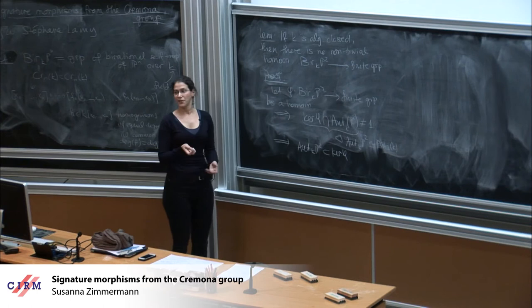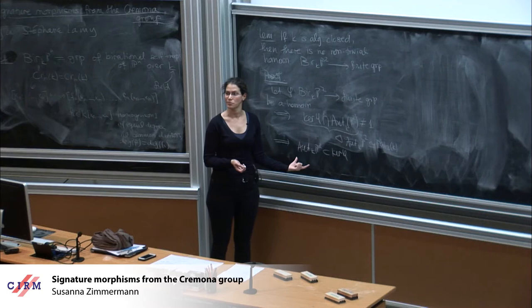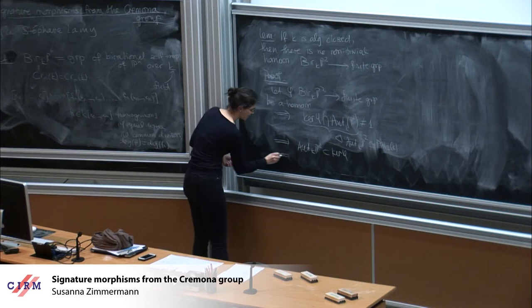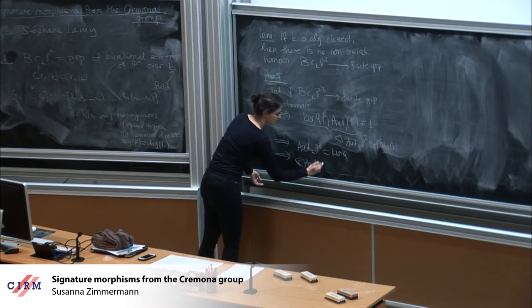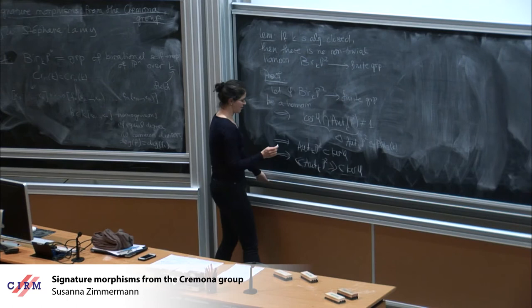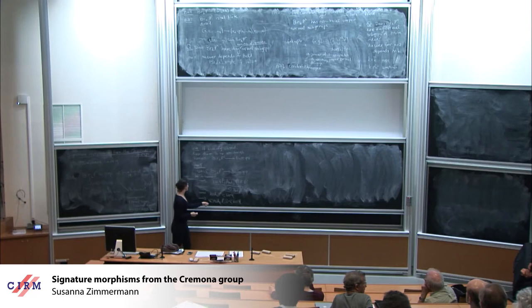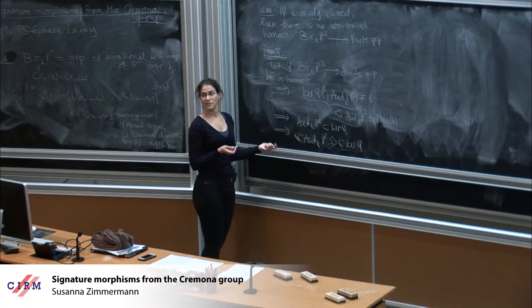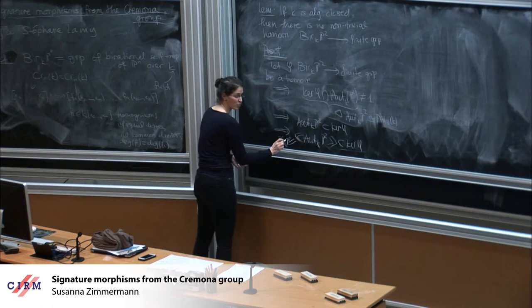Now the kernel is a normal subgroup, so it also contains the normal subgroup generated by the automorphism group, which is the group generated by all conjugates of automorphisms. So the smallest normal subgroup containing the automorphism group, and I will denote it with two brackets here. But now actually, the smallest normal subgroup containing the automorphism group is the group generated by all the conjugates of automorphisms. And if K is algebraically closed, that is the whole group. Why?